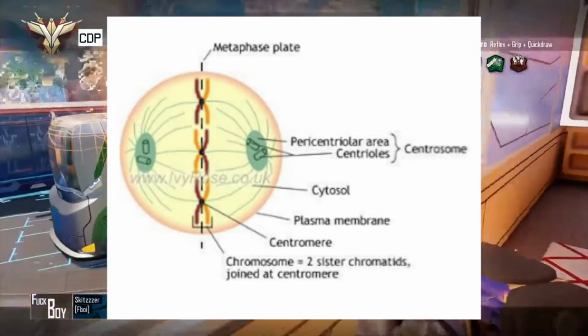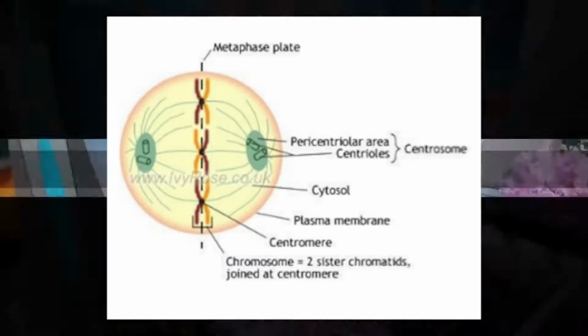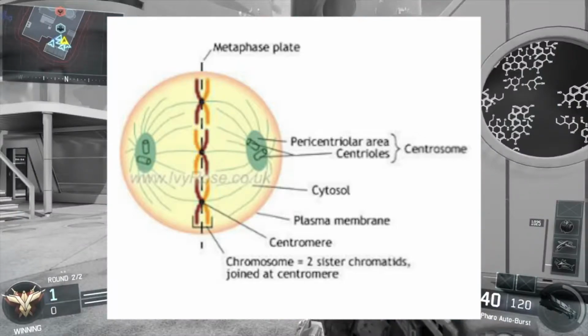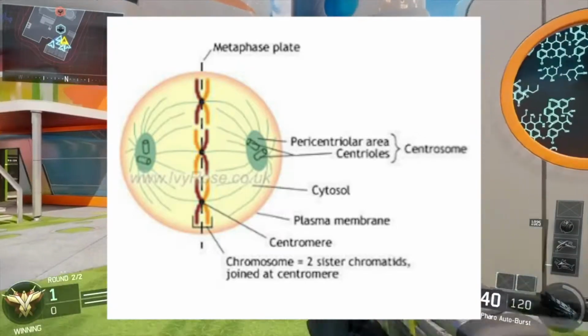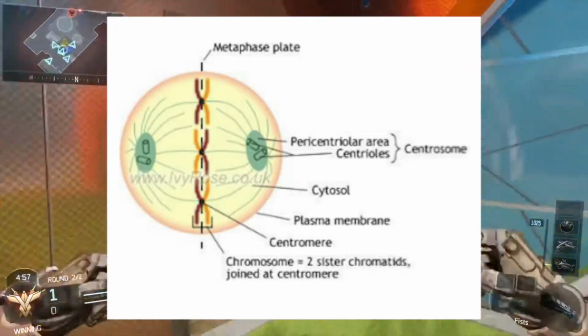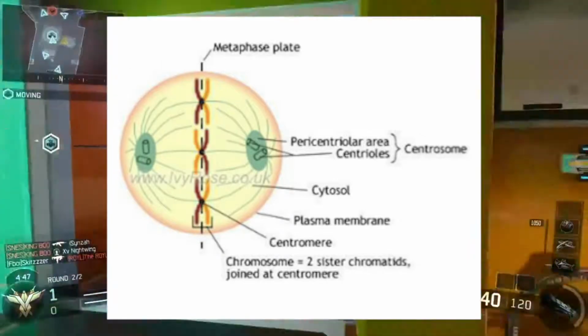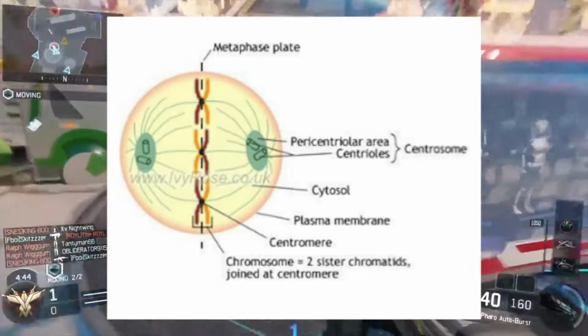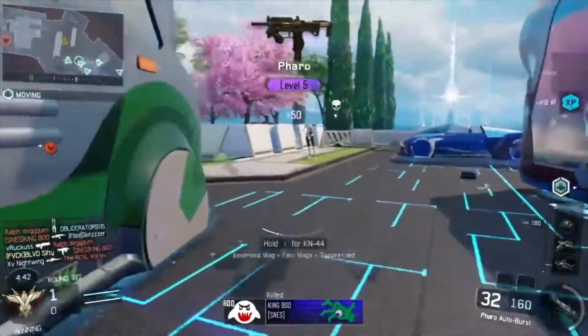Before the cell proceeds to anaphase, it will make sure that all the chromosomes are at the metaphase plate with their connectors correctly attached to the microtubules. This is called the spindle checkpoint and helps make sure that the sister chromatids will split evenly between the 2 daughter cells.